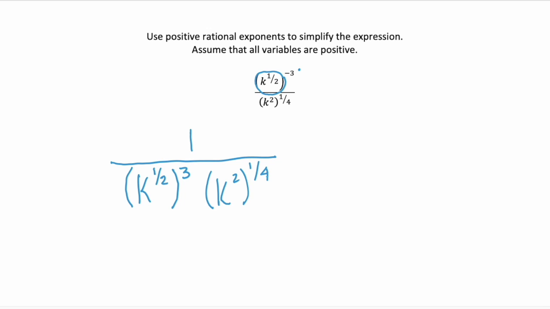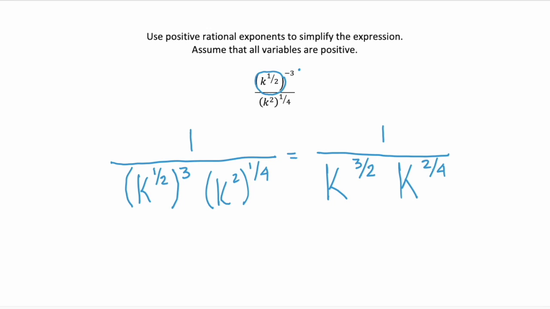Now we can use our power rule to distribute this power of 3 through the first set of parentheses and the power of 1/4 to the second set of parentheses. So our numerator stays the same, 1. And the power rule says that we multiply those exponents. So k to the 1/2 to the power of 3, we multiply 1/2 and 3, which gives us 3/2. And k squared to the power of 1/4, we multiply 2 times 1/4, which is 2/4.